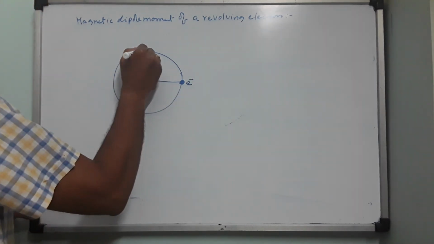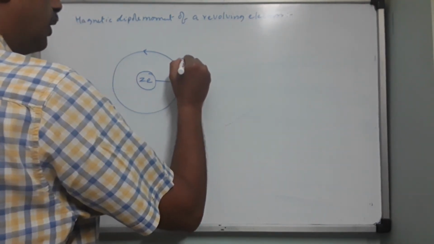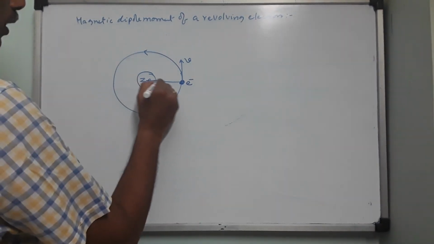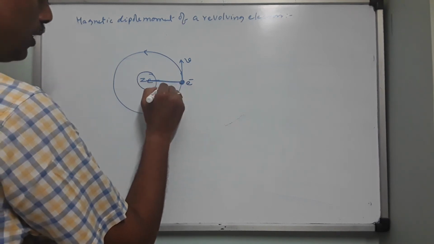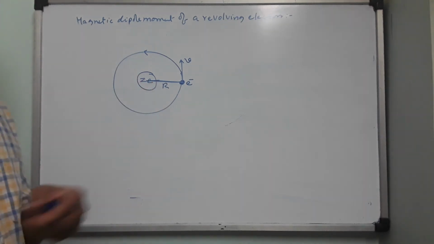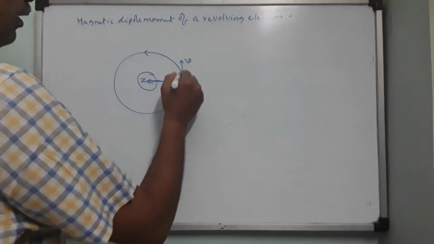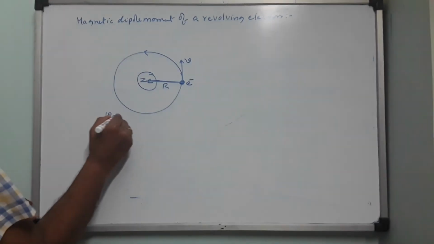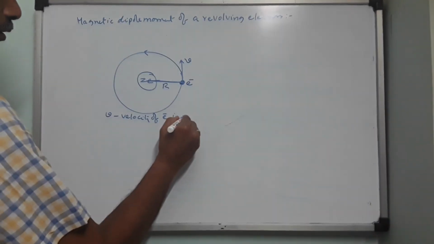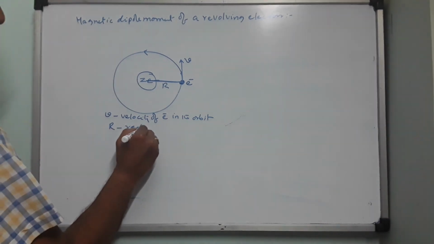It is revolving, say, in the anti-clockwise direction. Therefore, the direction of velocity is drawn as the tangent. Now, r is nothing but the mean radius. You can take it from the center also. The nucleus is very, very small in size, of the order of 10 power minus 15 meter, so whether you take it from here or from the center makes no difference. r is the radius of the orbit, e is the electron charge, and v is the velocity of the revolving electron in the orbit.